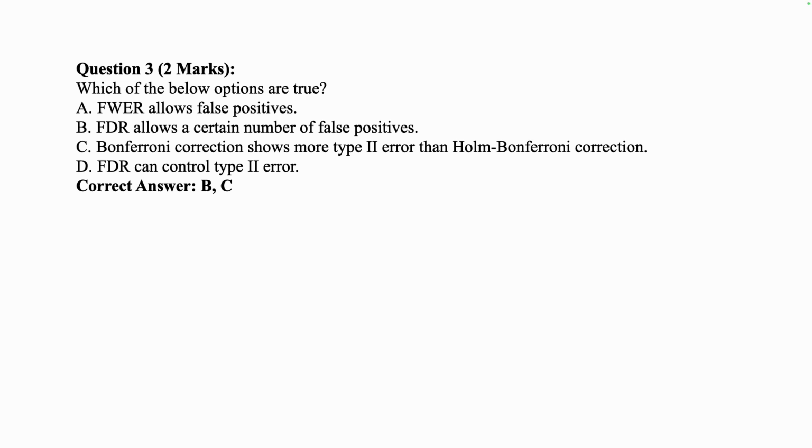FDR allows a certain number of false positives, and C is Bonferroni correction shows more type 2 errors than Holm-Bonferroni correction. So I hope this question is clear. So we'll move to our next question.